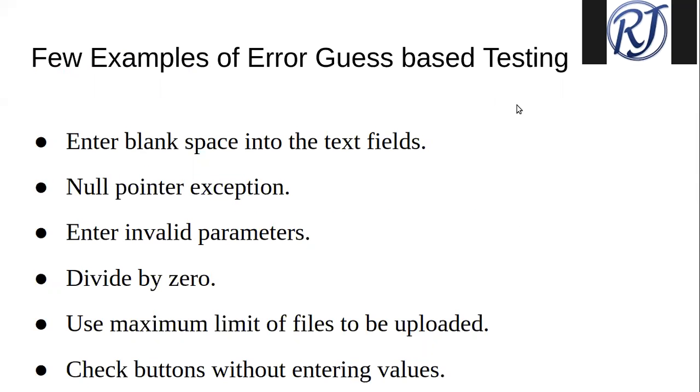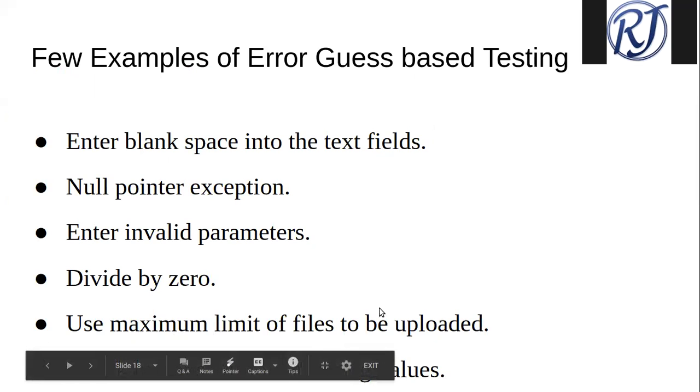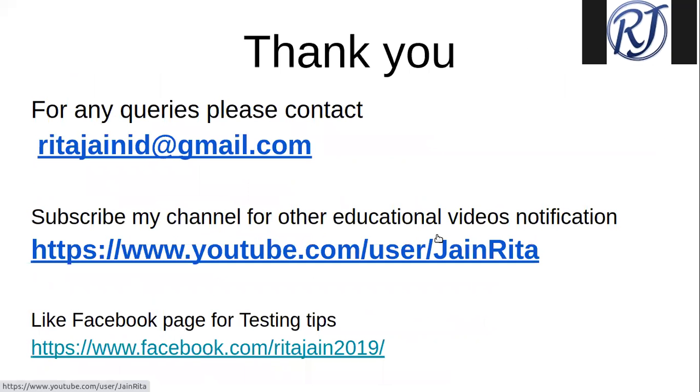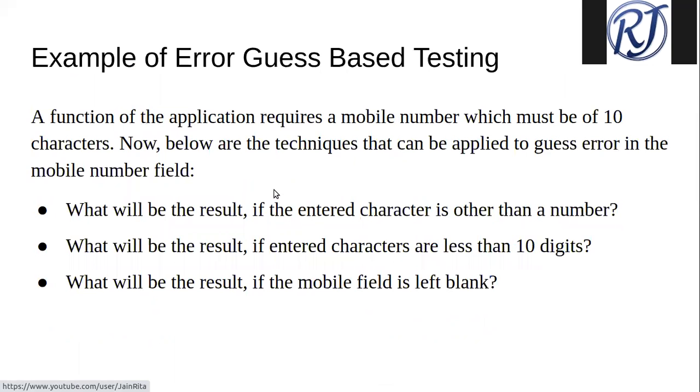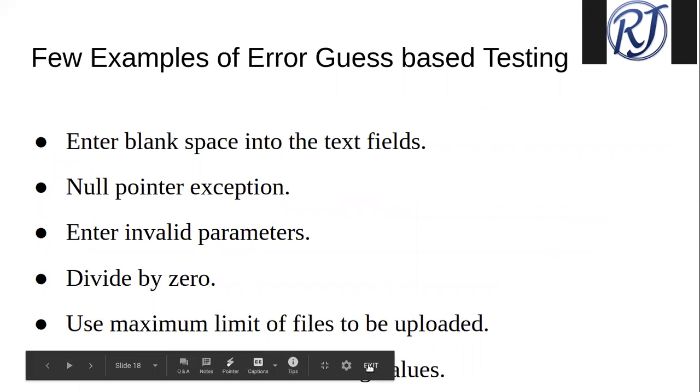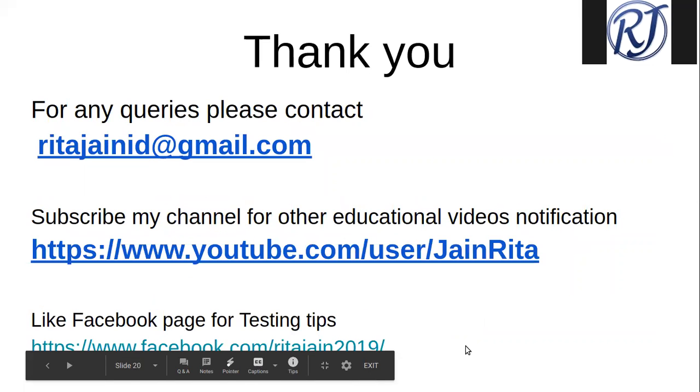So these are a few examples of error guess based testing: enter blank space into the text field, null pointer exception, enter invalid parameter, divide by 0, use the maximum limit of the files to be uploaded. Suppose the maximum limit of a file is 1 kilobyte, in that case the tester can use his experience and try to upload a 1.5 kilobyte file. So these are the basic techniques.